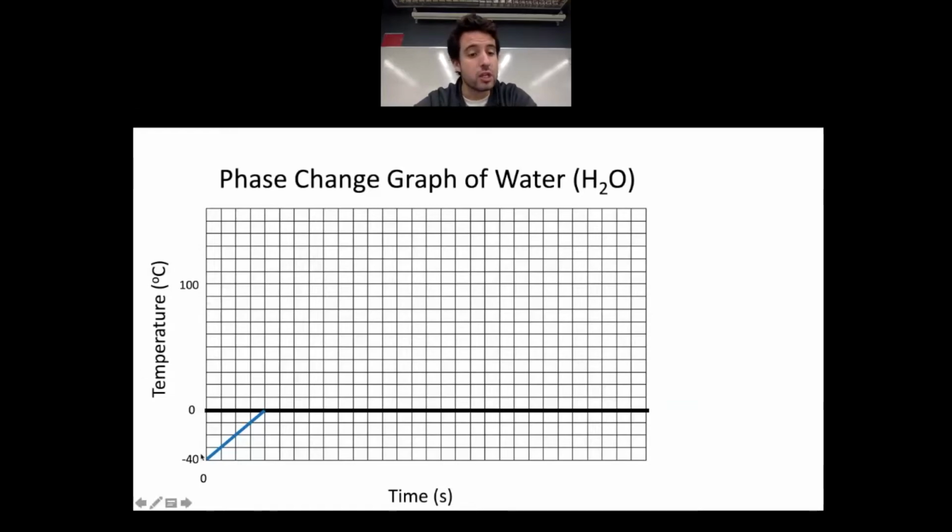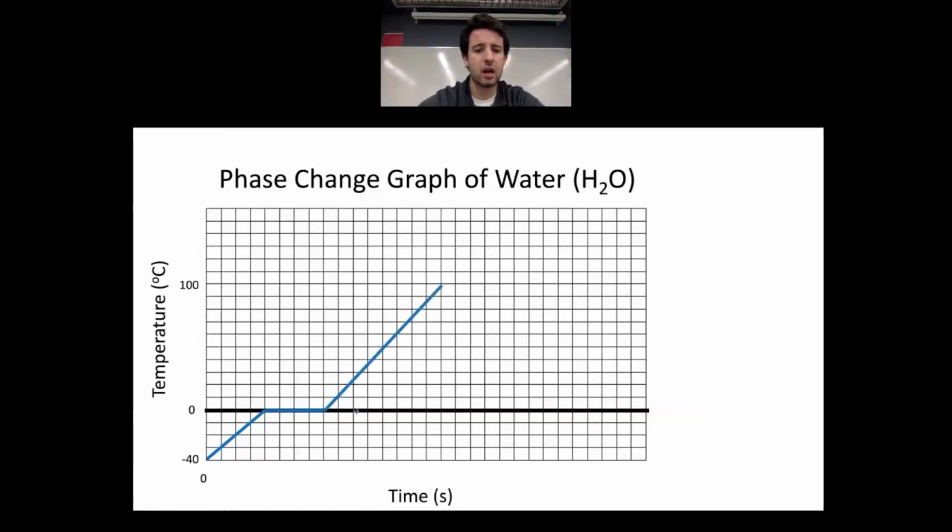Okay, so here's what the graph looks like. You have a line from -40 to 0. As you're heating up the ice cube over time, it starts to get warmer. And then something interesting happens around 0 degrees. It flatlines for a little bit of time. You're still adding heat. Heat is constant through all this. You're adding a constant amount of heat to the ice cube. The temperature doesn't change, but time passes and heat gets added. That's kind of weird, right?